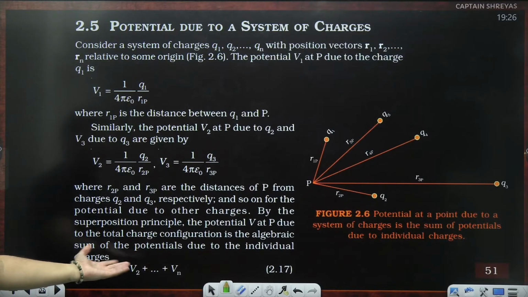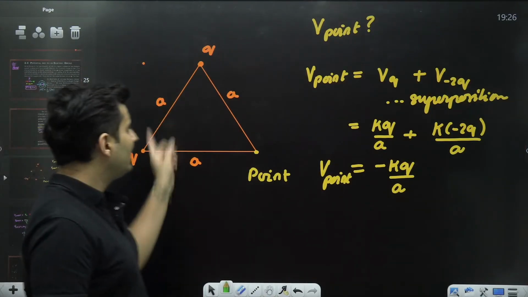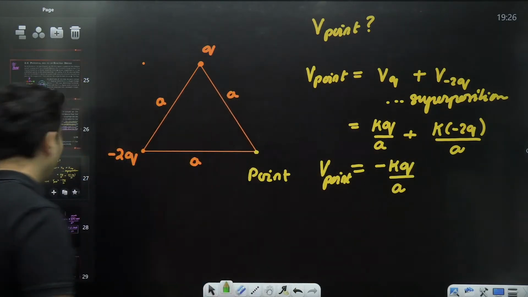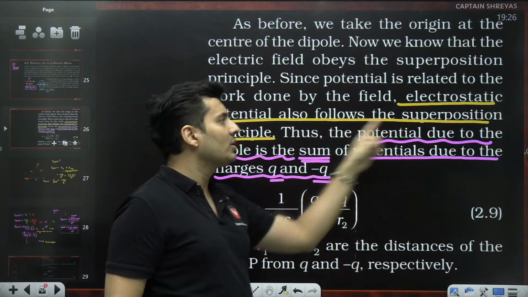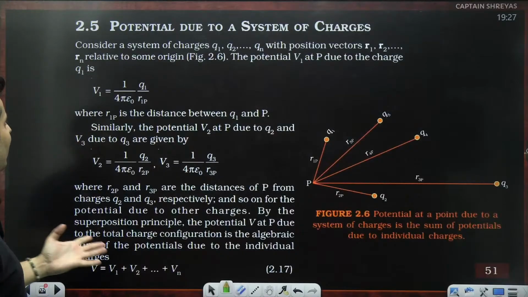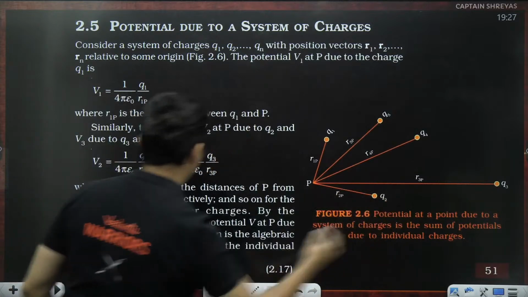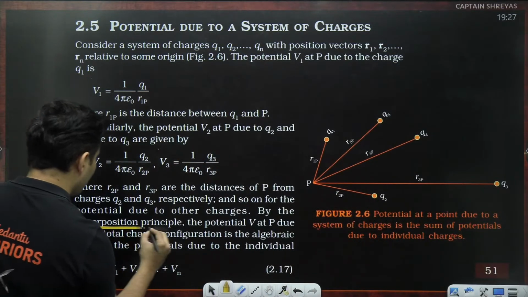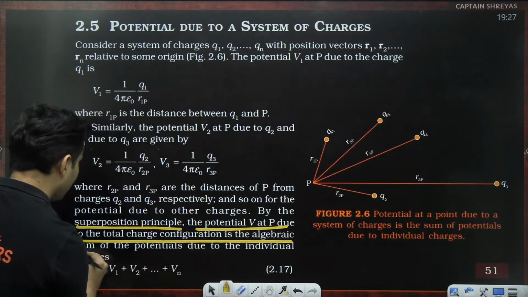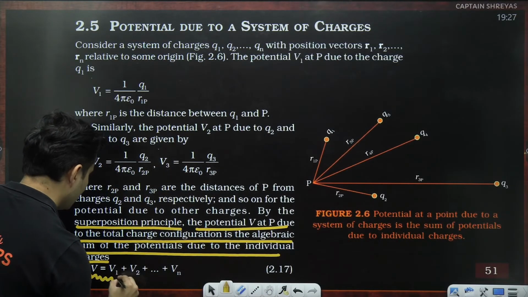Potential due to a system of charges, I think we already did this over here. I just gave you this example. When multiple charges are there, you take the potentials due to each charge and you add them. And why does this happen? Because electric potential follows the superposition principle. The same thing they have repeated. When there are many charges, by the superposition principle, the potential due to the total charge is the algebraic sum of the potentials of the individual charges. So that is why this holds true.